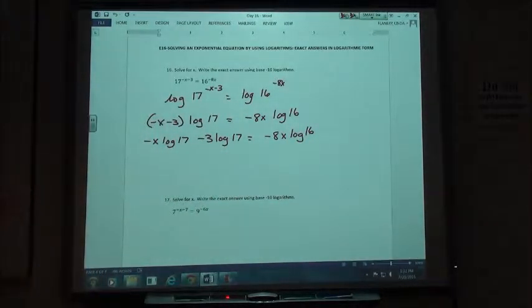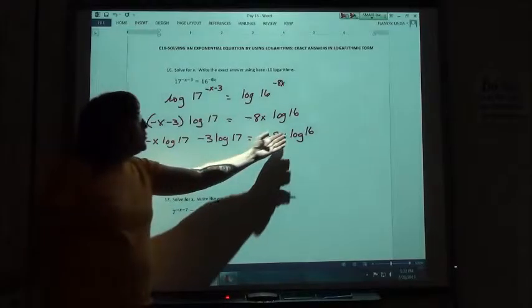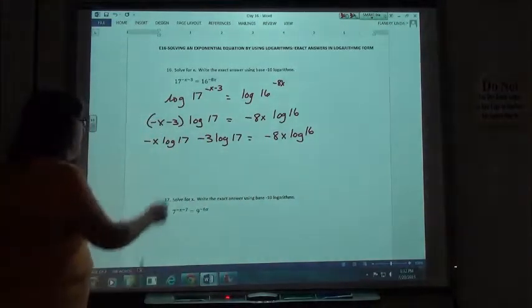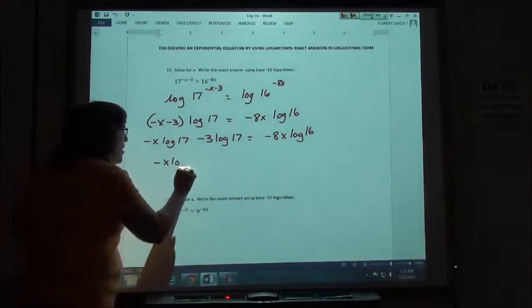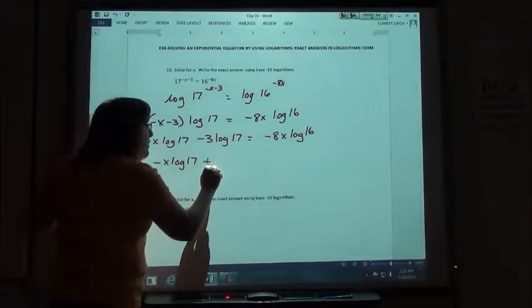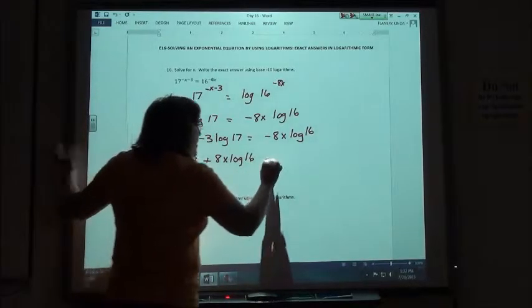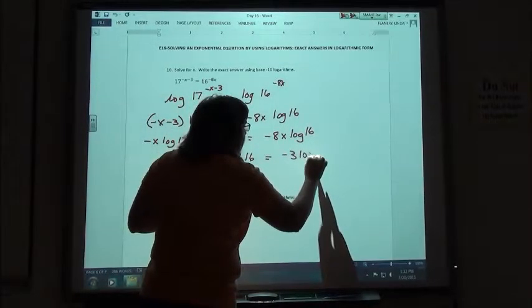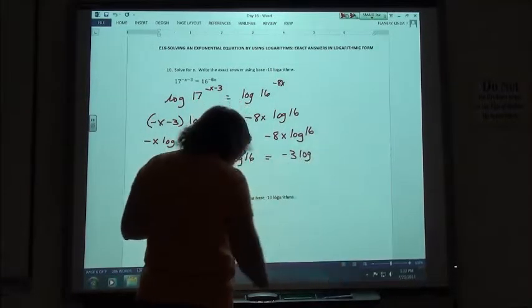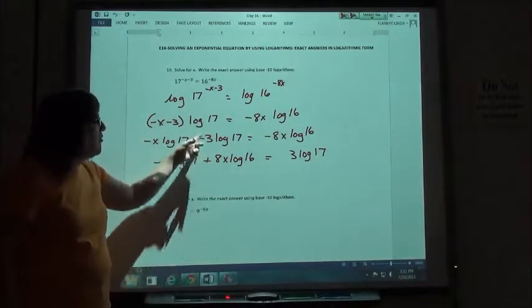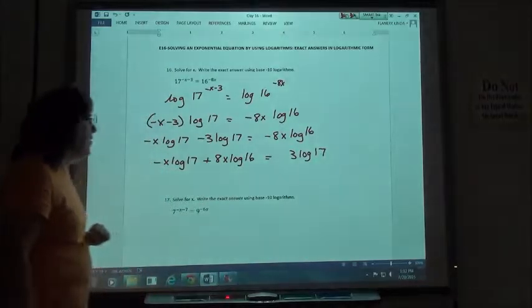Since I want to solve this for x, I want my terms with my x's on one side, anything without an x on the other side. So negative x log of 17 plus 8x log of 16 is going to equal, not negative, positive 3 log of 17, because I moved it over. So I had to add that when I moved it over. I also had to add that when I move it over.